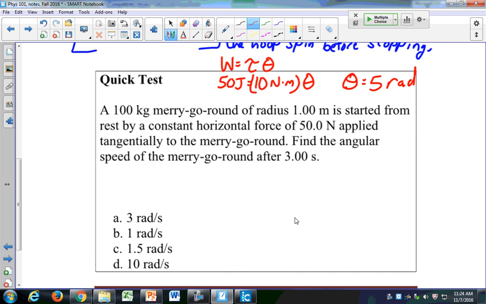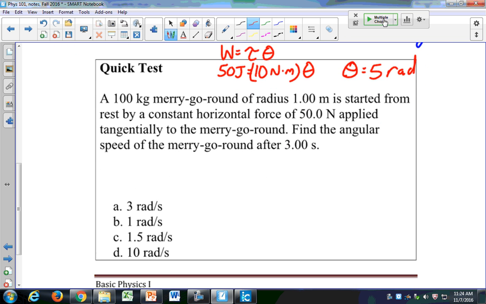Okay, let's try this quick test. This one's similar to the previous one that we had, where you have to figure out the moment of inertia, and then you have to find... this isn't really an energy problem, but let's try it anyway. It's good practice. Here I have a merry-go-round, with its mass and its radius. There's a single force applied tangentially, that means tangent to the circle. Find the angular speed of the merry-go-round.